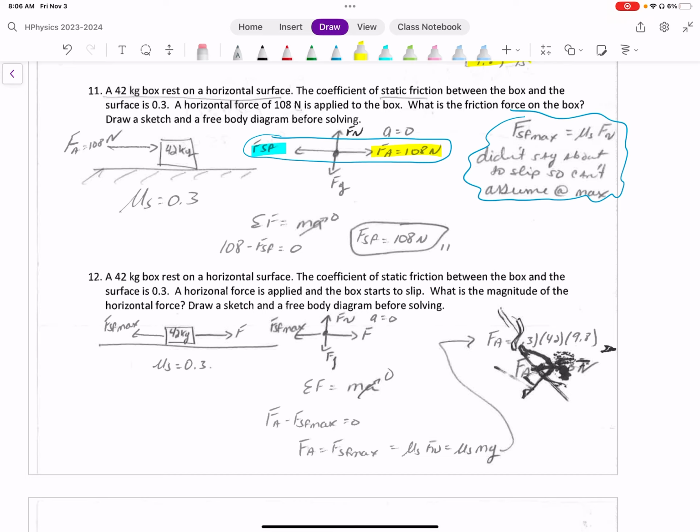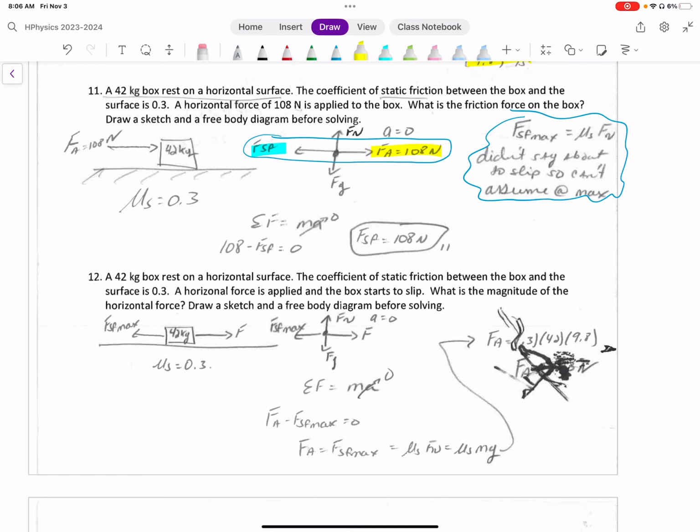Number 11 and 12 look identical to one another. However, there's a very subtle difference between the two. In number 11, the box is at rest. In number 12, the box is about to slip.